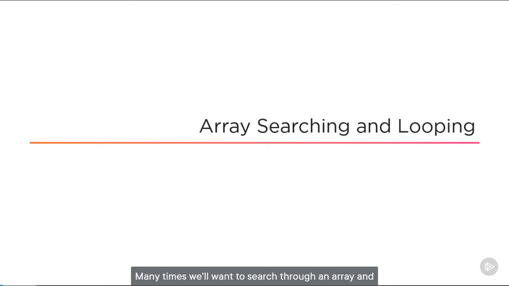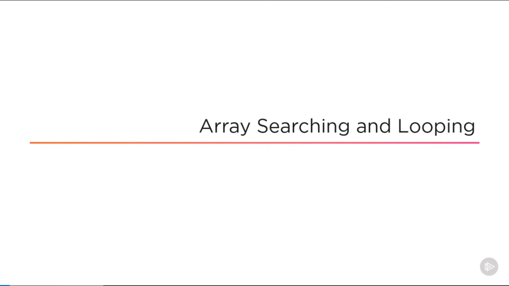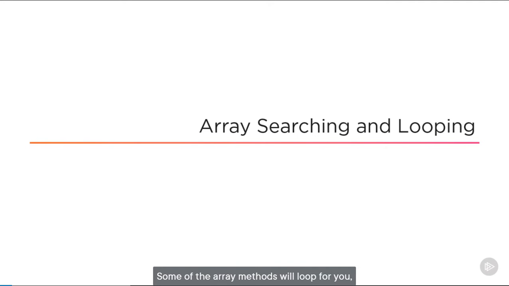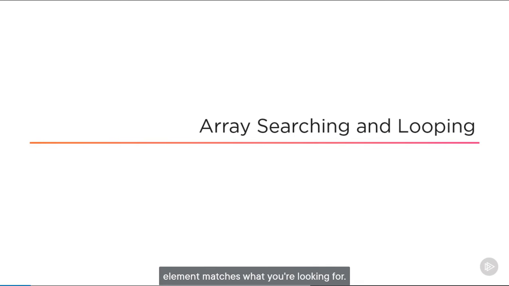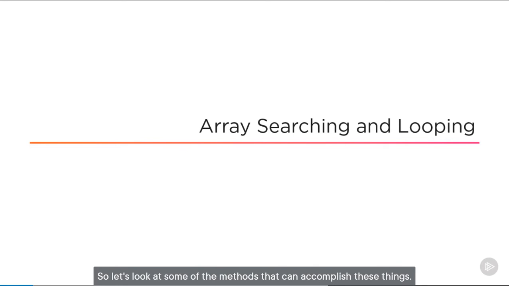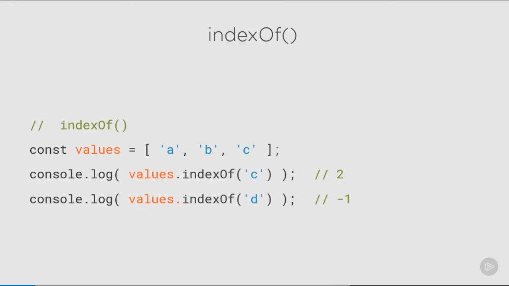Many times we'll want to search through an array and find the index of some element. And sometimes this involves looping. Some of the array methods will loop for you, but then sometimes you want to get control over looping. You might want to perform some action on each element in an array, or maybe you have a complex search, like you might need to dig into an object and do some kind of calculation to see if an element matches what you're looking for. So let's look at some of the methods that can accomplish these things.